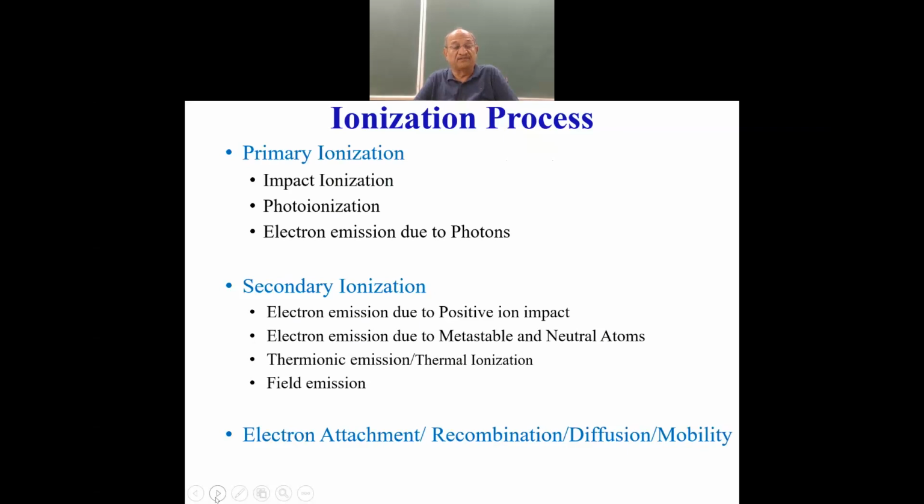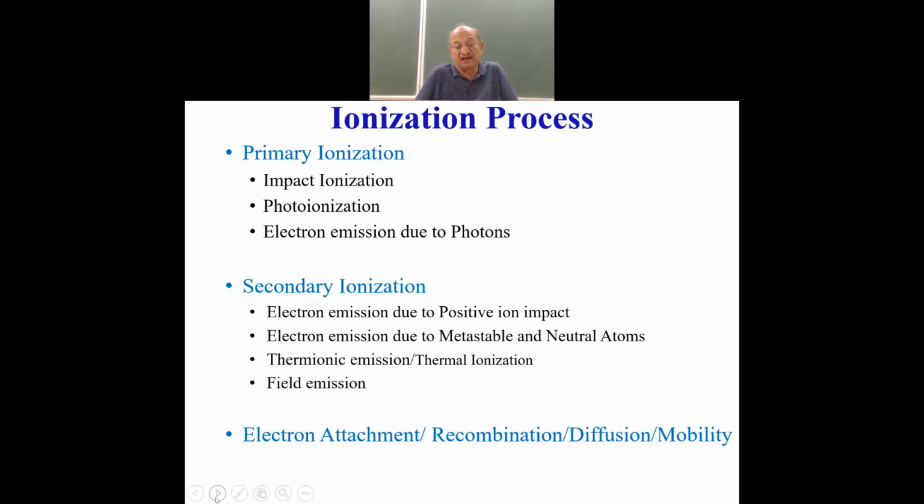We have photoionization, that means the photon also makes ionization. That means they produce a charged particle. Electron emission due to photon takes place. Then the secondary mechanism with which ionization takes place is electron emission due to positive ion impact.